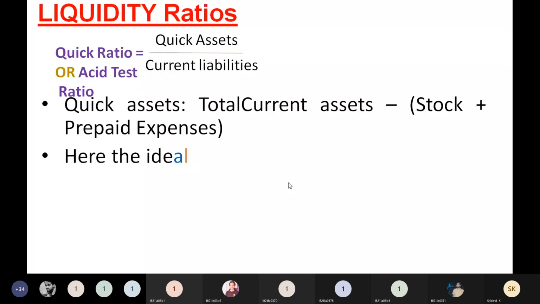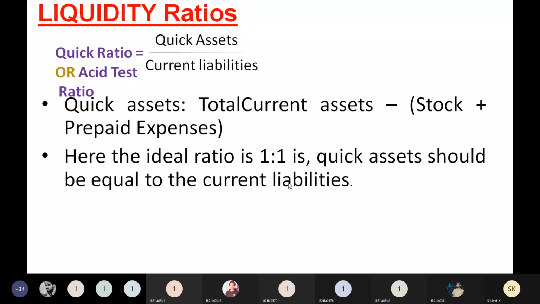The ideal ratio for the quick ratio is 1:1. You have to compare the result you have obtained with this. 1:1 is the minimum ratio. If it is less than that, you say it is unsatisfactory. If it is 1:1, say in the interpretation that it is satisfactory. So you write the interpretation by comparing the result with the ideal ratio.